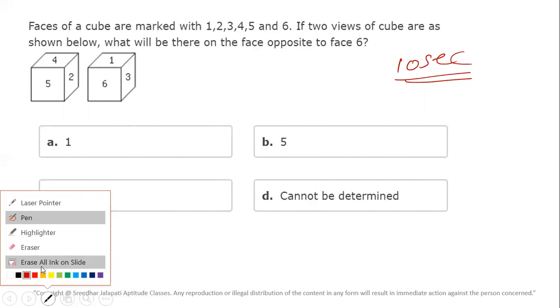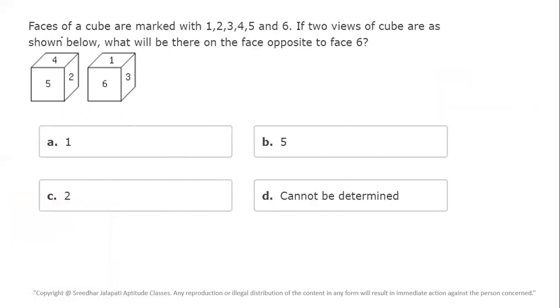Right. Here is the answer. Faces of a cube are marked with numbers 1, 2, 3, 4, 5, 6. If two views of the cube are shown below, what will be there on the opposite face of 6? By the way, obviously this is not a standard dice. How do you know this is not a standard dice? Because adjacent faces sum is 7. When adjacent faces sum is 7, obviously it is not a standard dice.